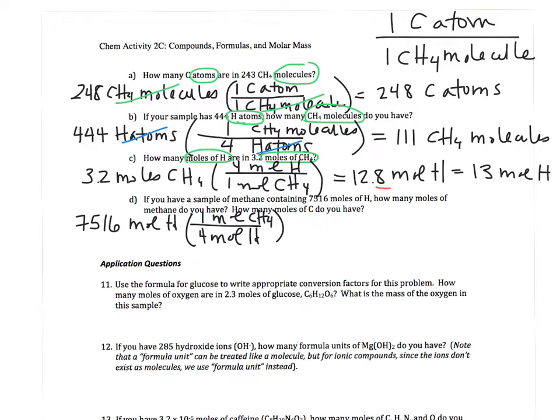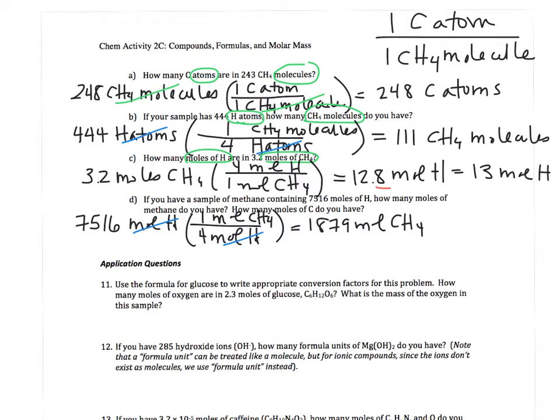So what we get when we do this calculation, first of all, the moles of hydrogen cancel out. And what we get is 1879 moles of CH4. So we had a sample. This is how many moles of hydrogen was in it. But if instead of counting by hydrogens, we wanted to count by CH4, this is how many moles of CH4 there would be.